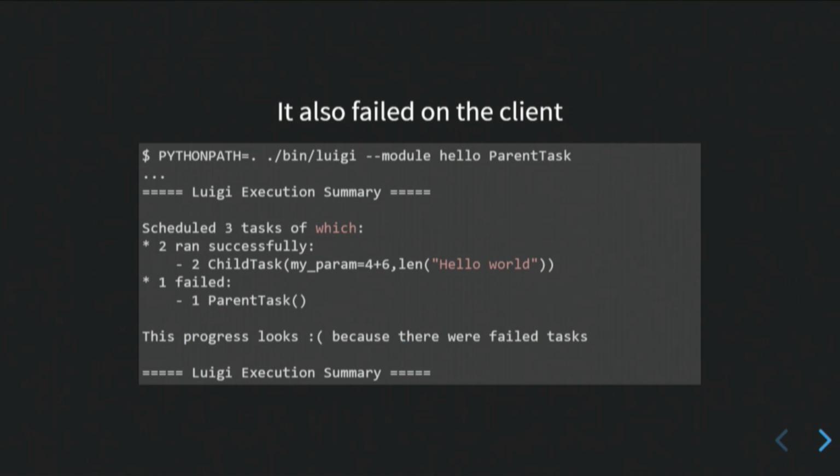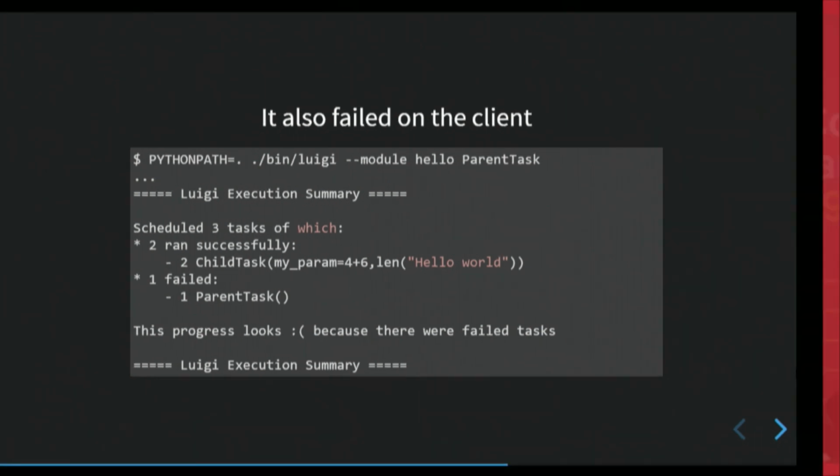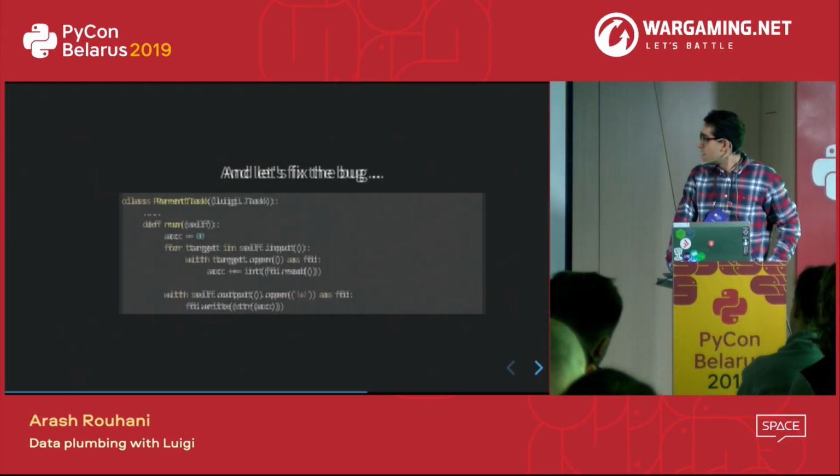Did I fix it? I think the slides... Oh no, it also failed on the client. So before I fix it, that was on the web UI, right? And this was in my terminal. It says I ran two child tasks successfully, but I failed with the parent task. The progress looks like a sad face because there were failed tasks, which makes sense, right? There was also a stack trace up there.